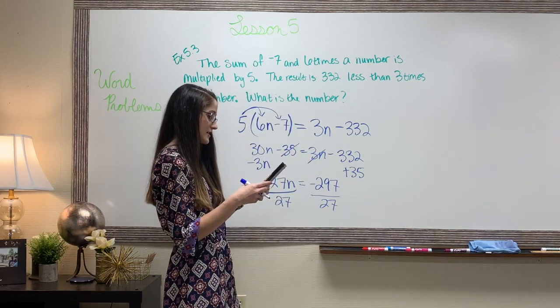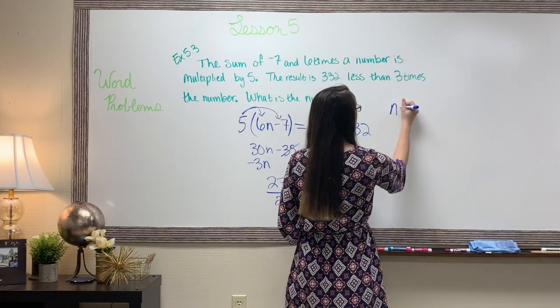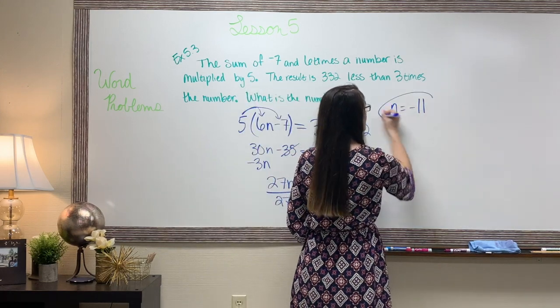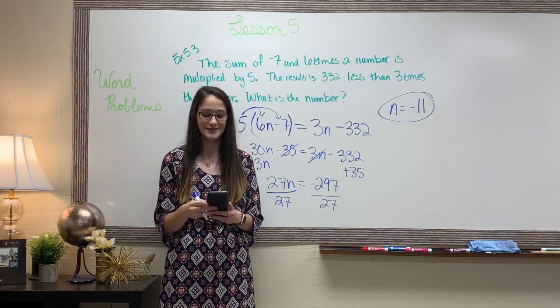Divided by 27, looks like 11. Yep, it's negative 11. So our number is negative 11. And yes, you can get a negative for your answer on this.